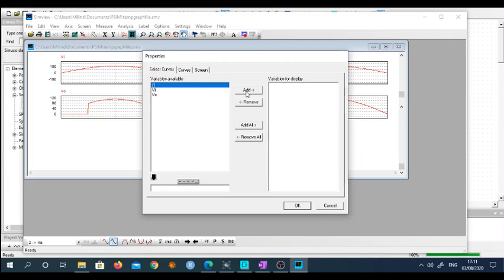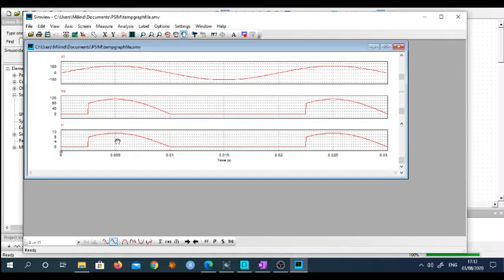Since the load is resistive, the current has the same shape as that of the voltage you see here, but only the magnitude is somewhat different. Here you observe this is around 110 volts, whereas the current is around 11.